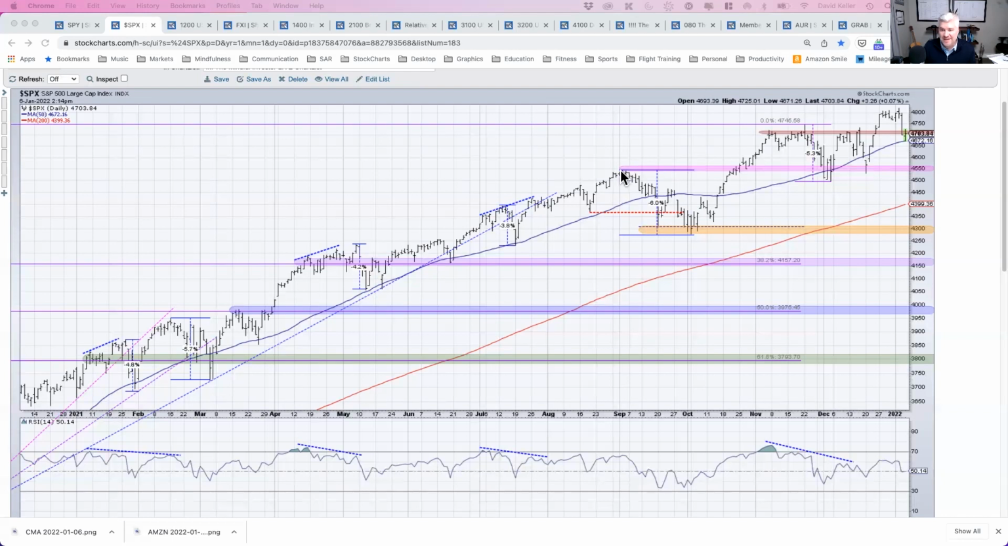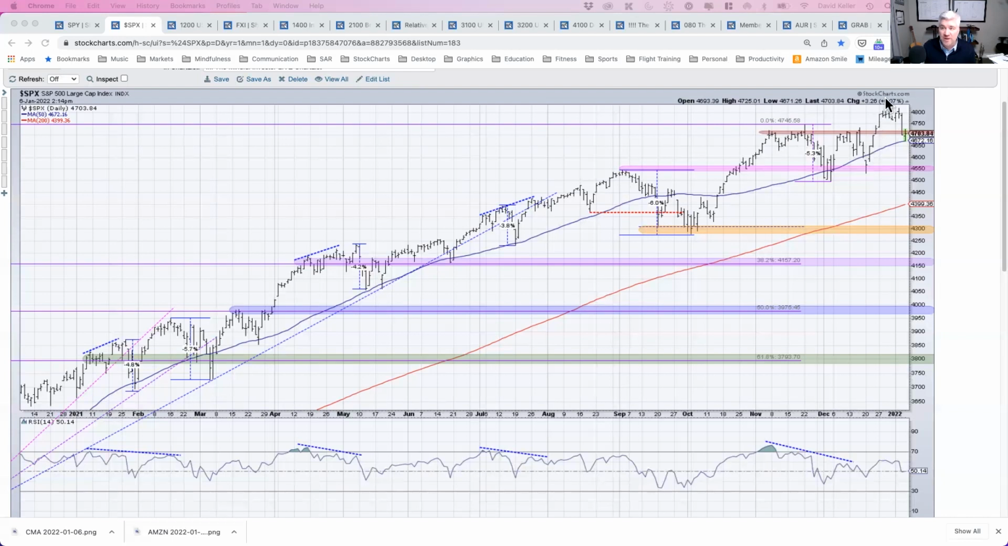Here we can see the 4,550 level was resistance in September of last year. We broke out and then that became support in December. And now this week, we're once again experiencing that phenomenon of polarity, a level of resistance from November and December around 4,700.